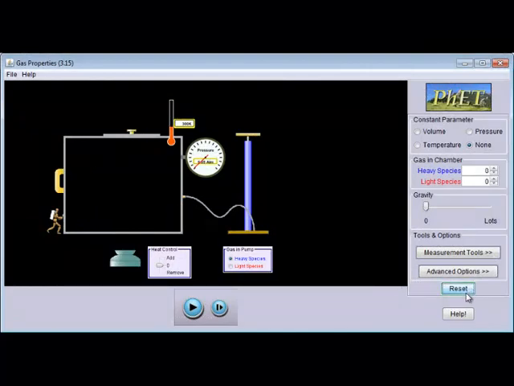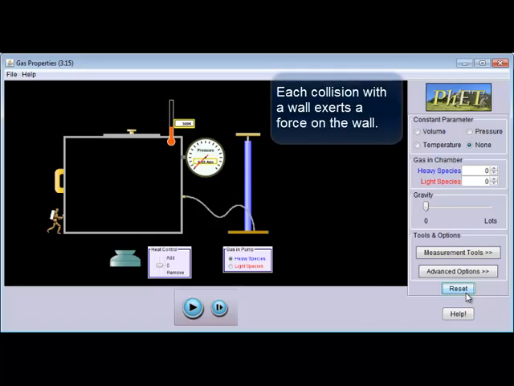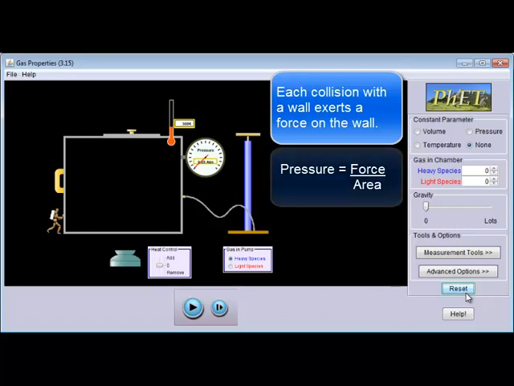Now, the pressure of a gas is the result of collisions between the molecules of the gas and the walls of the container. When the particles collide with the walls of the container, they exert a force on the walls of the container. This force will result in a pressure, because the pressure is just the force exerted divided by the area over which that force is exerted.